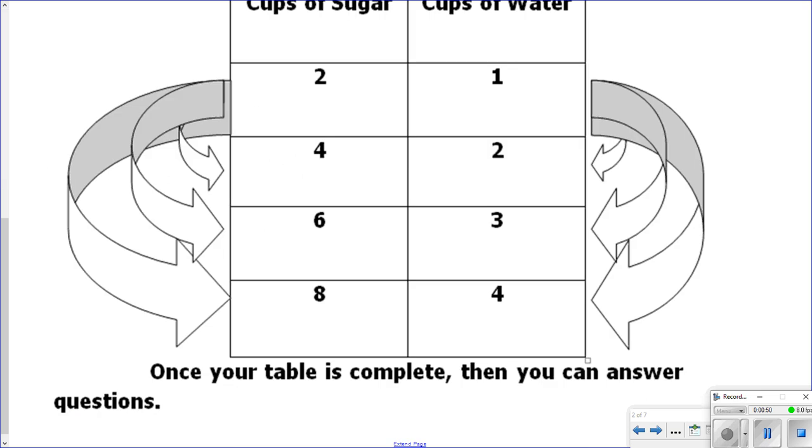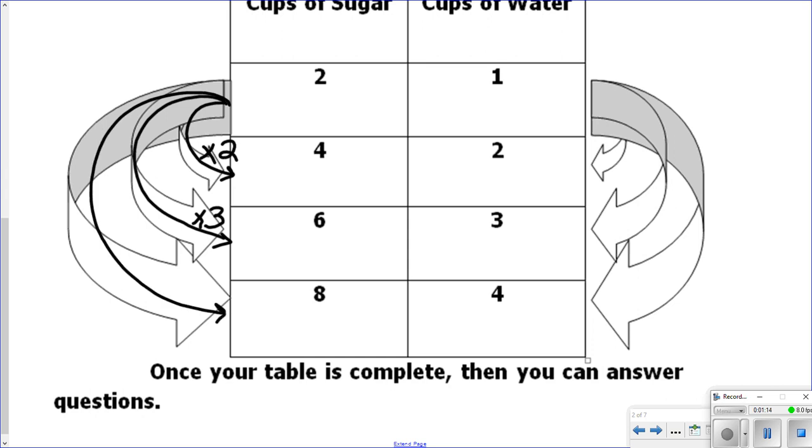So my picture here shows that I had 2 cups of sugar for every 1 cup of water. So I'm going to figure out how I filled in this table. I went from 2 down to this box and I multiplied by 2. I went back to the 2 and came down to this box and multiplied by 3. I went back to the 2 and went down to this box by multiplying by 4.